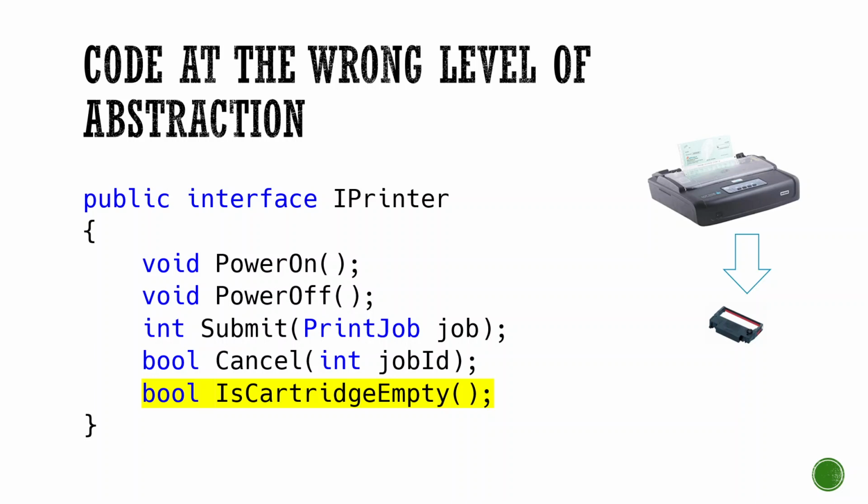As I said before, this brings in some assumptions into our iPrinter abstraction. They are: a printer will have a cartridge and a cartridge can be empty. This is an example of code at the wrong level of abstraction because the concept of a cartridge is specific to only a subset of printers, and we are mixing this with generic iPrinter interface.